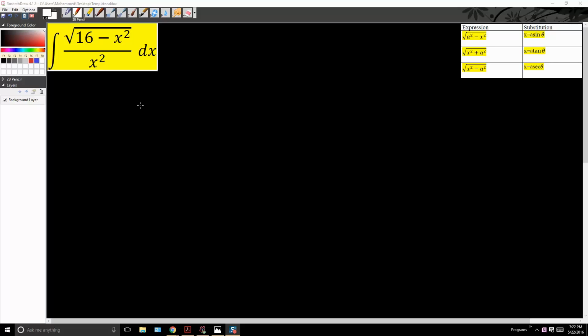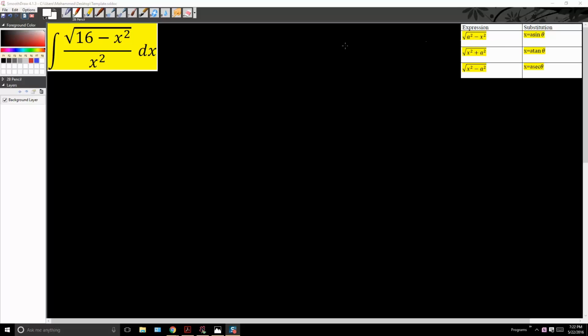Okay, in this tutorial, we want to solve for the integral of square root of 16 minus x squared divided by x squared. And in order to solve this question, we have to use trig substitution. So we see this form for the numerator, and these are common expressions. And so the expression that looks similar to this is a squared minus x squared.